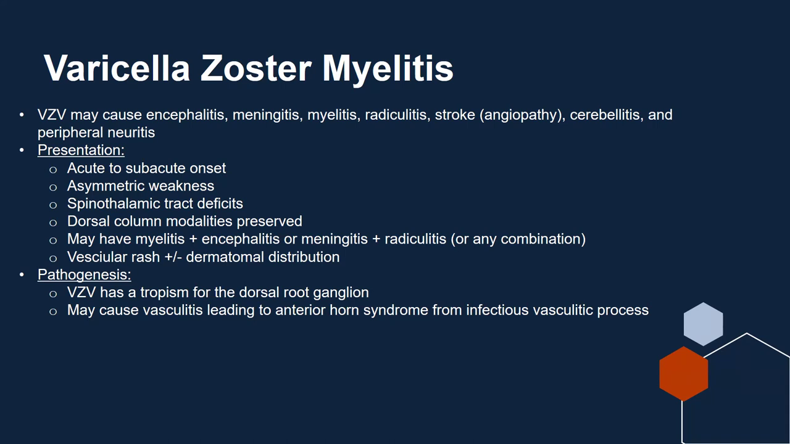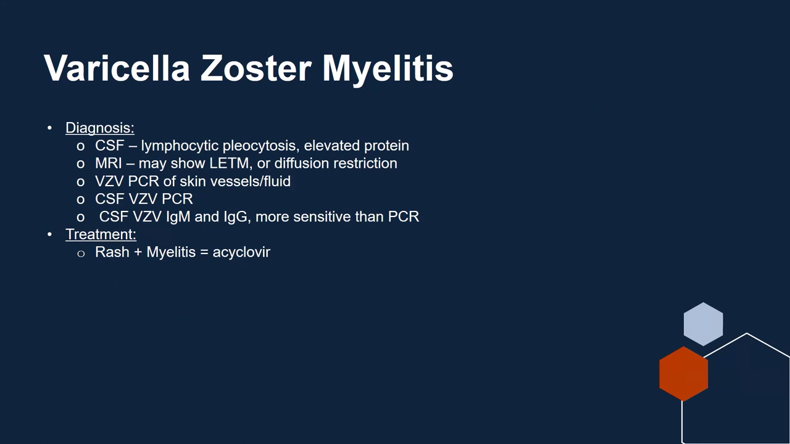CSF will typically show a lymphocytic pleocytosis with elevated protein, and MRI may show diffusion restriction of the anterior horn or longitudinally extensive transverse myelitis. If there's a rash or vesicles present, these can be sampled, and you can obtain a PCR from the fluid. You can also obtain VZV PCR from the CSF, but IgG and IgM are thought to be more sensitive than the PCR. And then, of course, treatment is typically acyclovir.